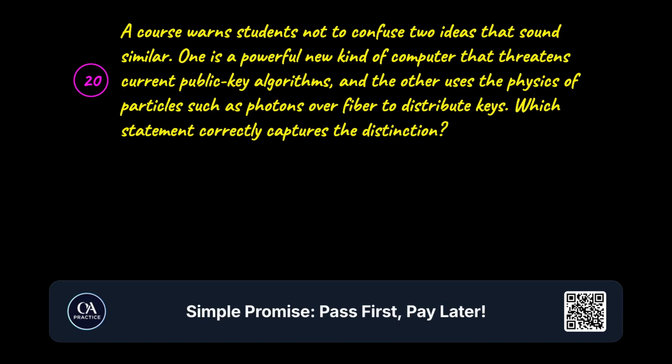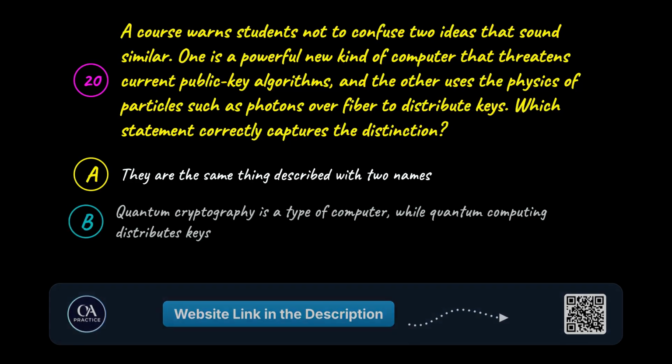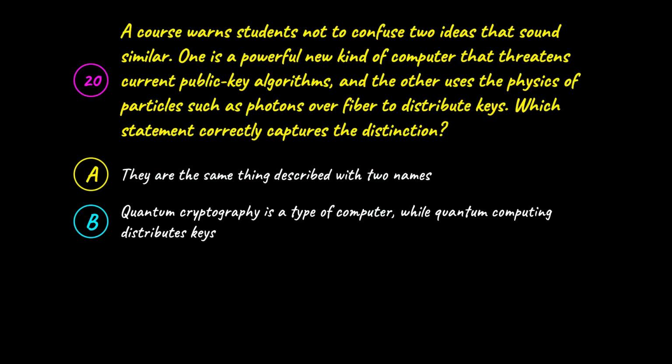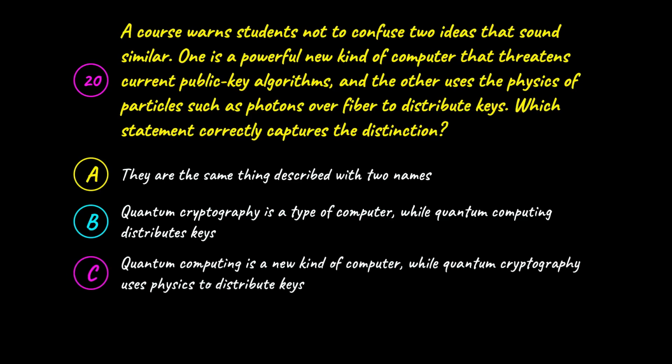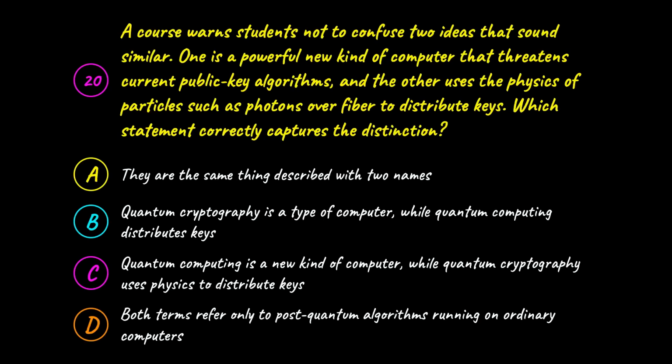Your options are A. They are the same thing described with two names. B. Quantum cryptography is a type of computer, while quantum computing distributes keys. C. Quantum computing is a new kind of computer, while quantum cryptography uses physics to distribute keys. D. Both terms refer only to post-quantum algorithms running on ordinary computers. What's your answer? Commit to one before I continue.